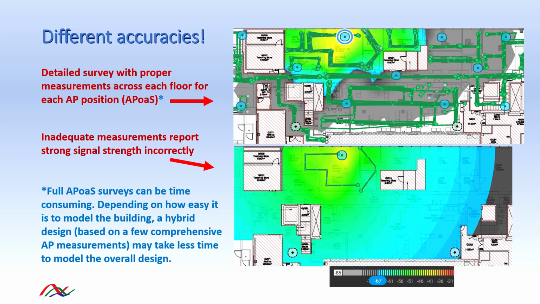However, in the bottom heat map, with inadequate measurements, we see an exaggerated example of how a poor survey can present a picture of good signal strength which just isn't there. Doing an AP on a stick survey like this for each AP or group of APs can be time consuming. So for a hybrid design, only a few comprehensive AP positions need to be measured, then estimates can be made of the effects of wall losses and the expected cell sizes can be properly modelled.